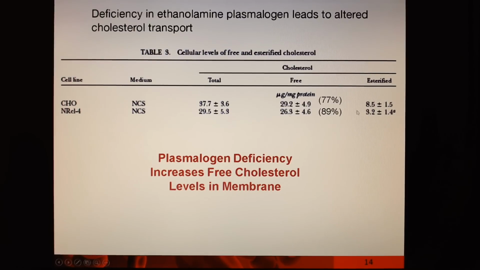And this was also shown in other studies, in that the NREL cells were associated with dramatically reduced levels of esterified cholesterol. And lower levels of esterified cholesterol were associated with higher levels of free cholesterol or membrane cholesterol. So this is the mechanism behind the plasmalogen association with cholesterol.